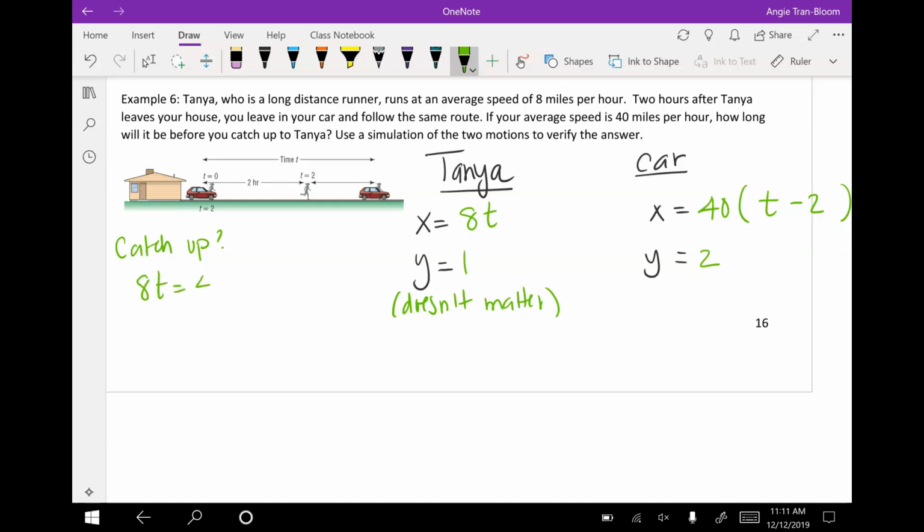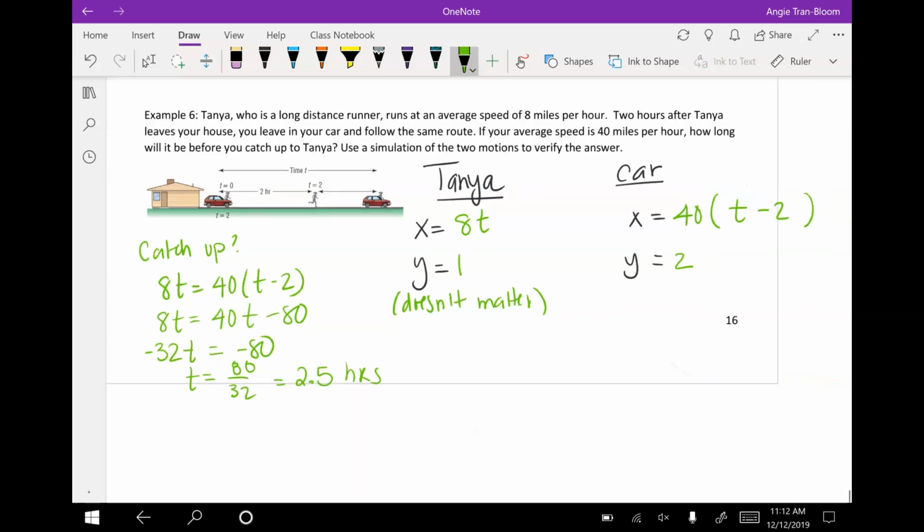8t equals 40 times t minus 2. Solve for t. So do you want to distribute the 40 or divide both sides by 40? Sure, distribute the 40. That's minus 80. So I'm going now to move 40t to the left, so that's negative 32t equals negative 80. Divide both sides by negative 32. So 80 over 32, which will give us 2.5 hours. Okay, now be careful.